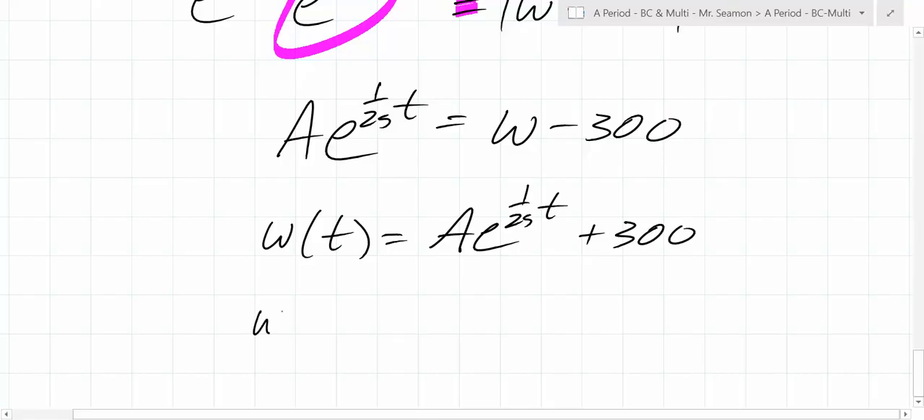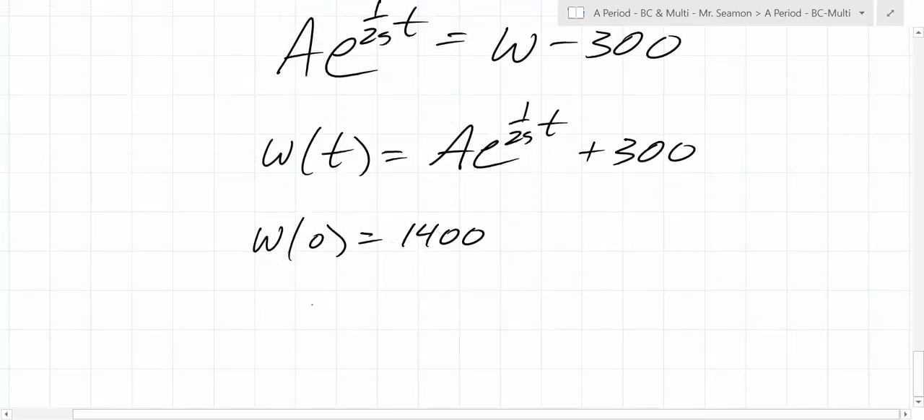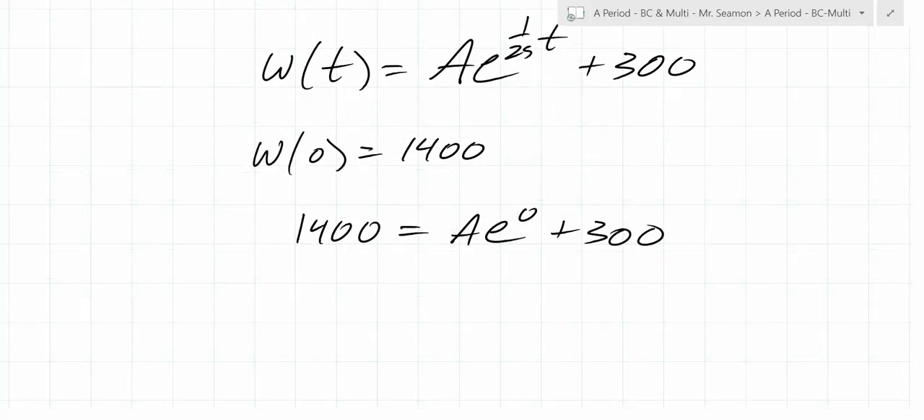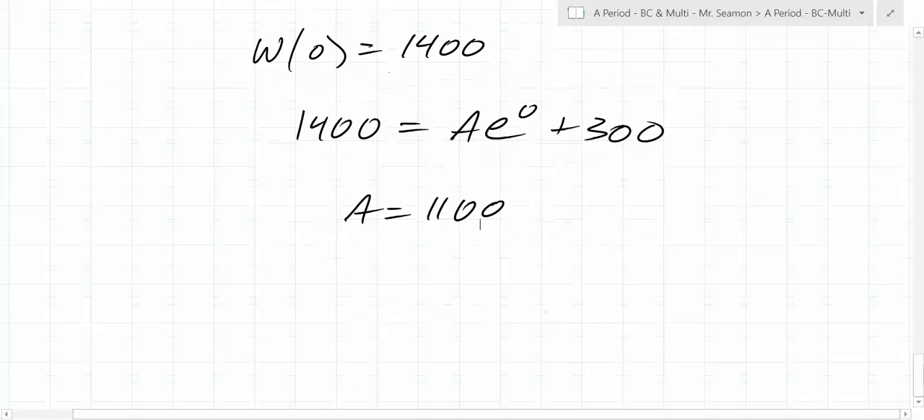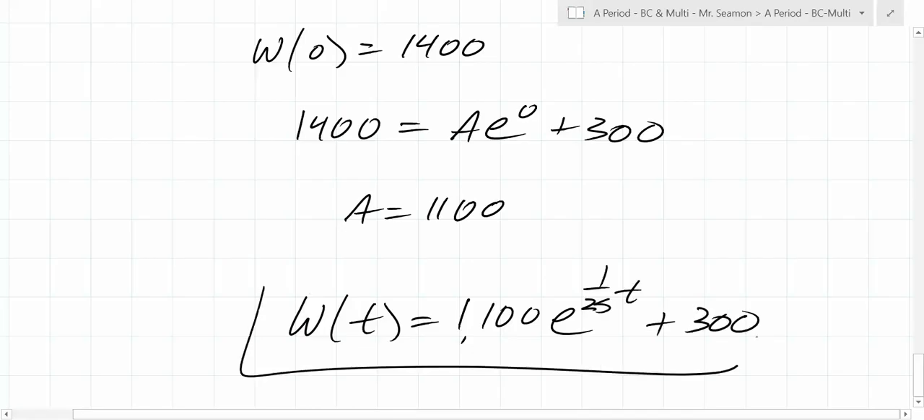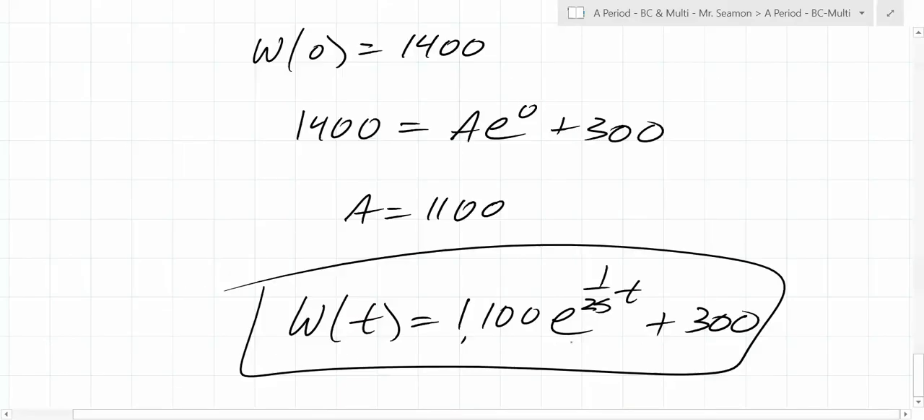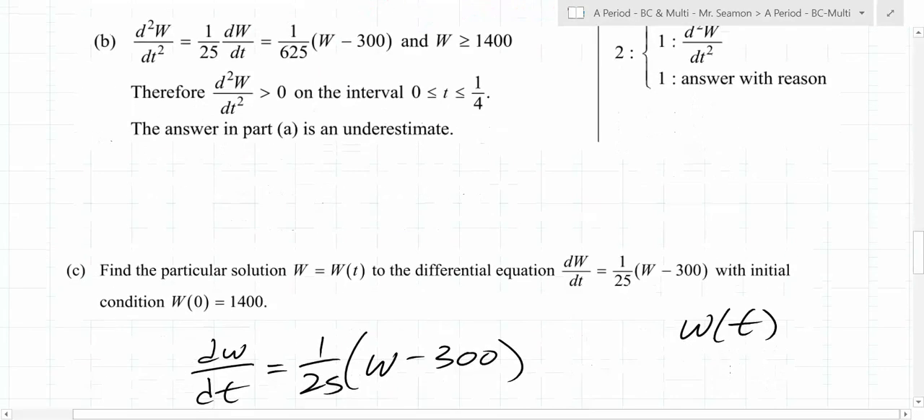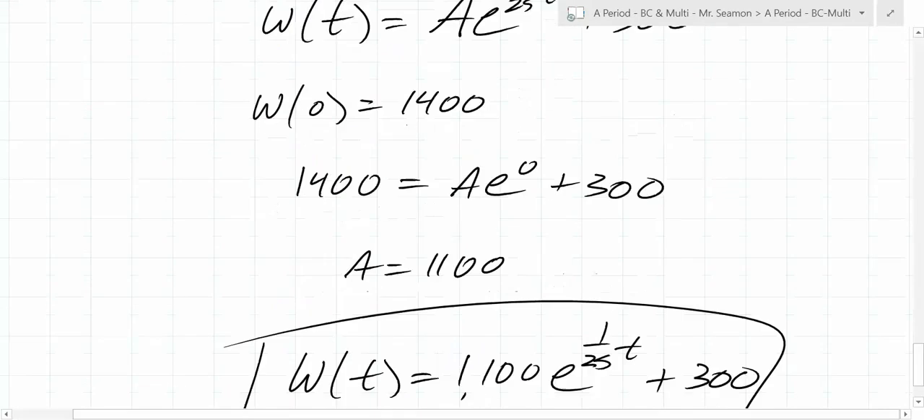So we know that W of 0 is 1400, right? So 1400 is going to equal A e to the 0 plus 300. What's e to the 0? 1. So you get A is equal to 1100, right? So what do you now have? W of t is equal to 1100 times e to the 1/25 t plus 300. Now, you always check: did we answer the question completely? Let's check. It says, find a particular solution. Is that the solution? There it is.